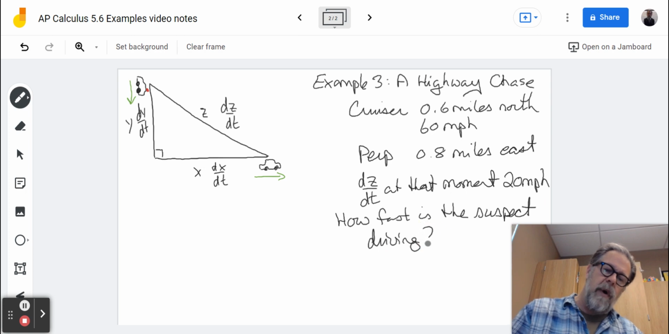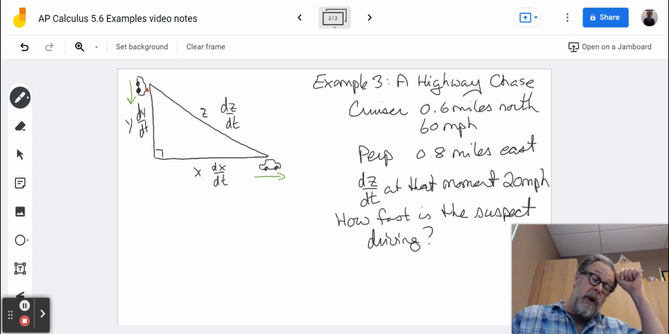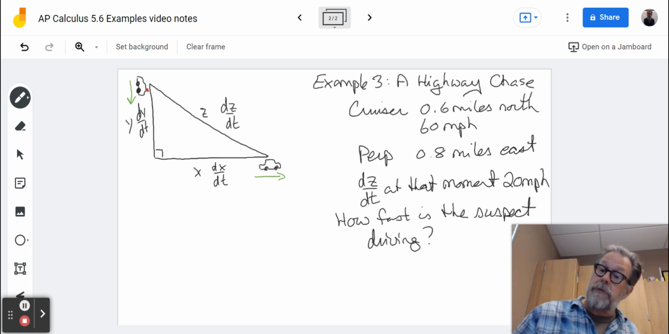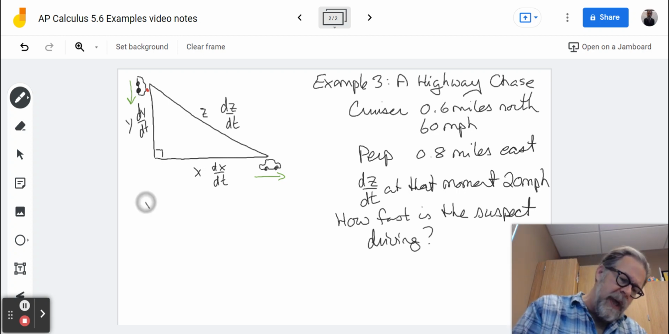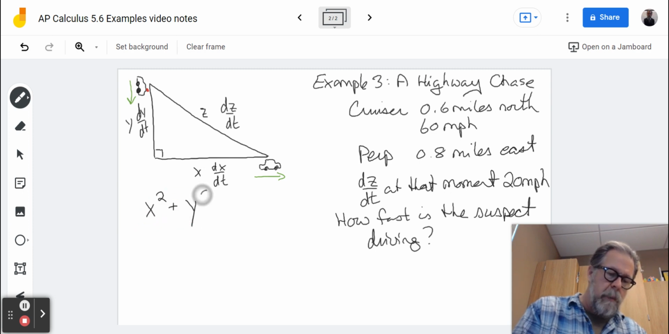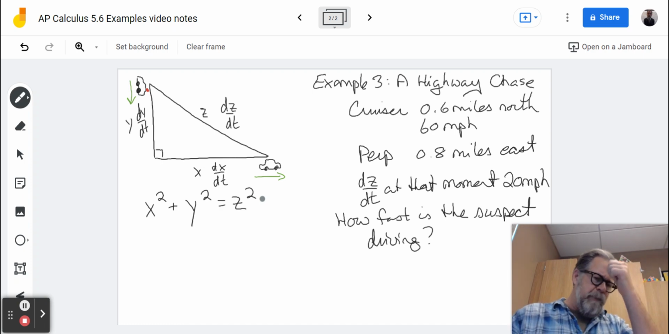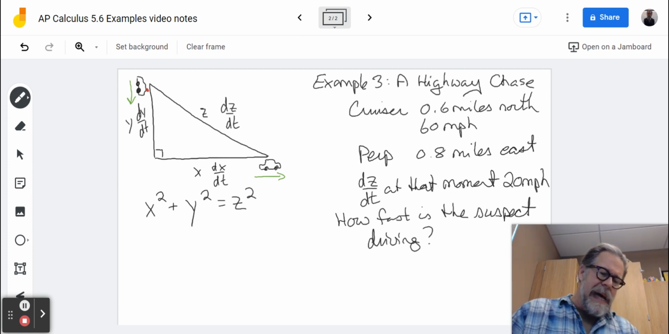So again, I've already written down all the information and drawn the diagram. If you want to pause at this point and copy it down, or just follow along, let's see what we know. First of all, we need a relationship between x, y, and z. The Pythagorean theorem is the obvious one: x squared plus y squared equals z squared. And we notice that that's actually the only equation we need.